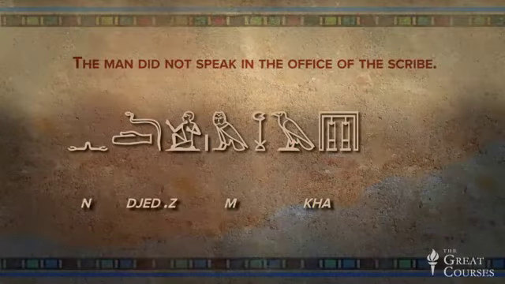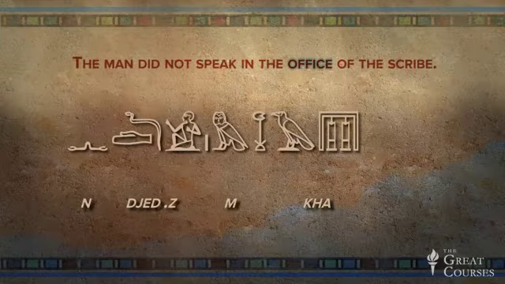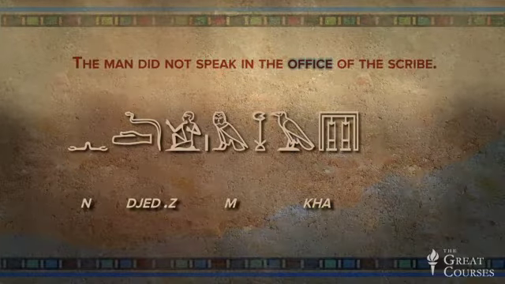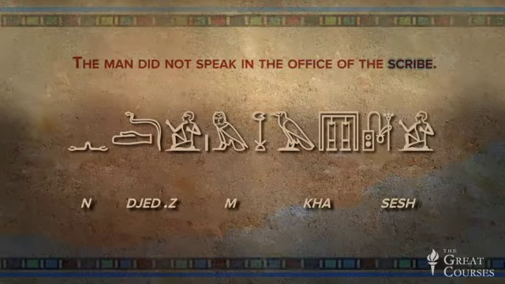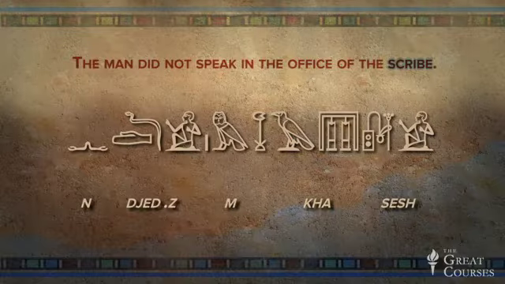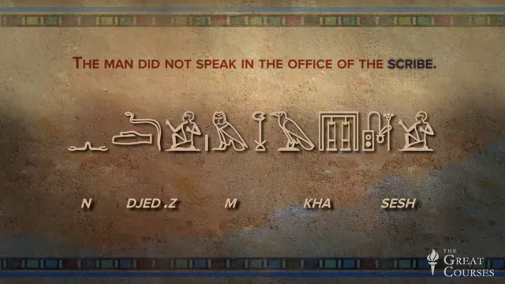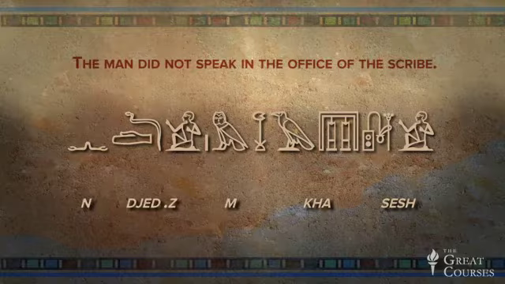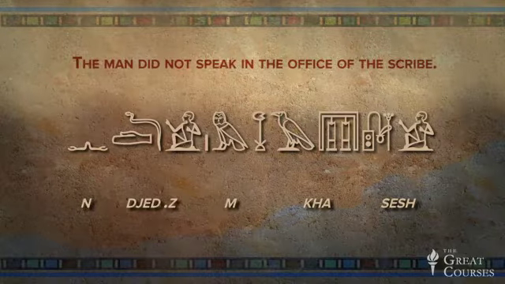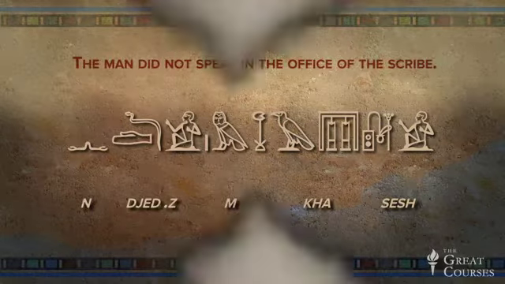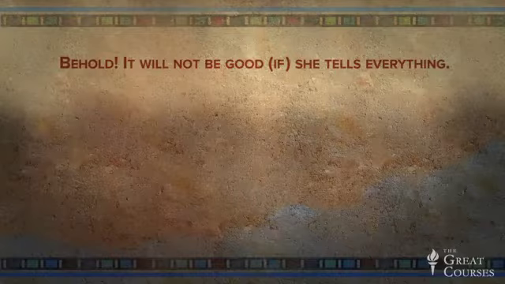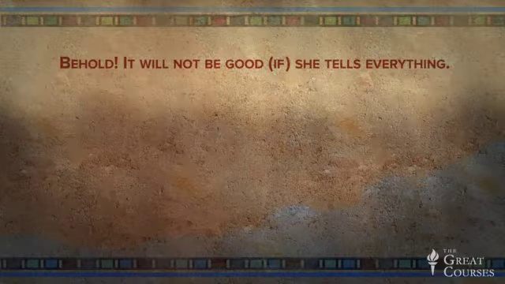Let's finish the sentence we were working on. We were up to office, and we have to make it the scribe's office. We can just attach scribe to office, almost like a suffix pronoun. And that's, the man did not speak in the scribe's office. Good. One last sentence. Hang in there.